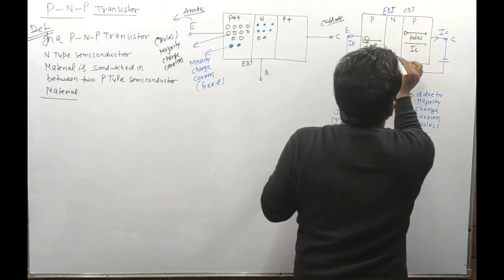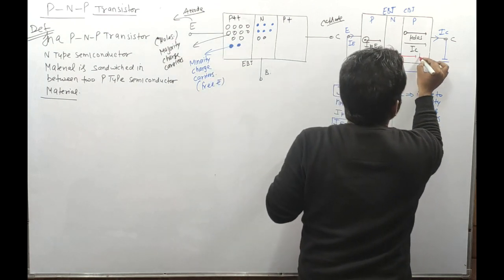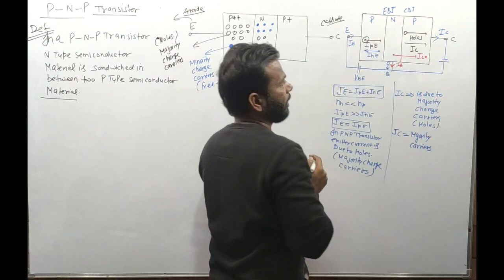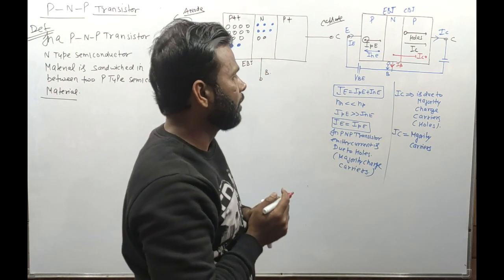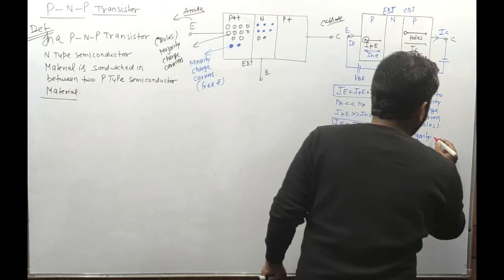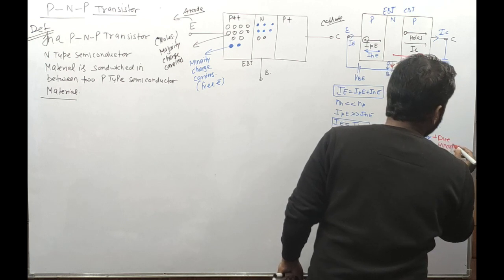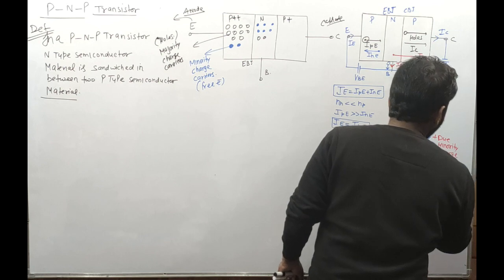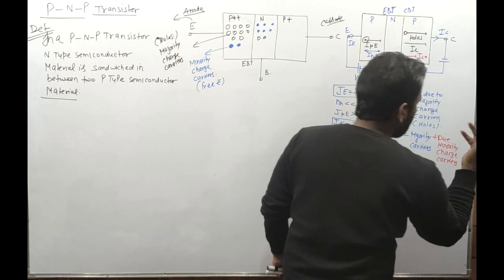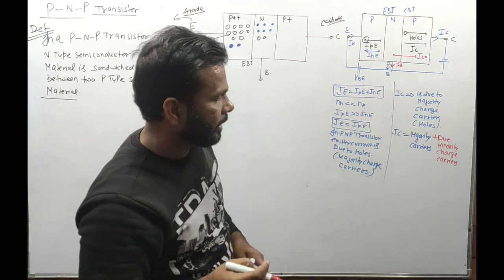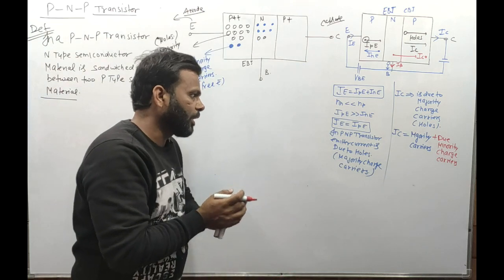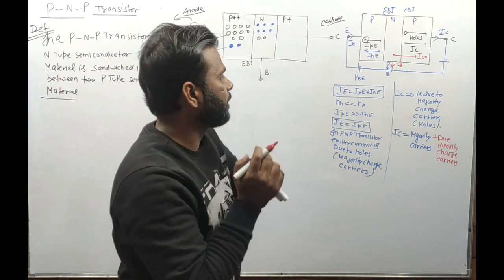So there will be a current ICO, that is called reverse leakage current or reverse saturation current. Okay, so it is due to the minority charge carriers. So the total collector current is due to the majority charge carriers and due to the minority charge carriers. Okay.